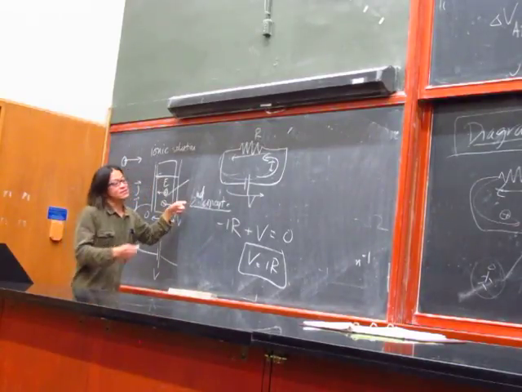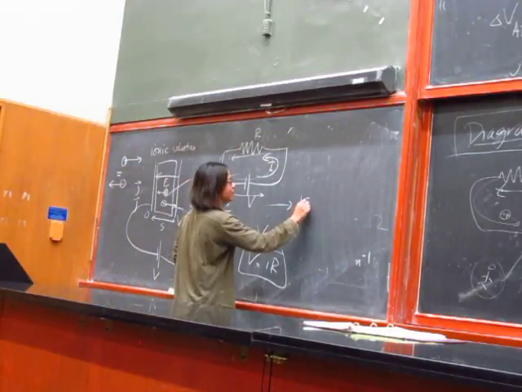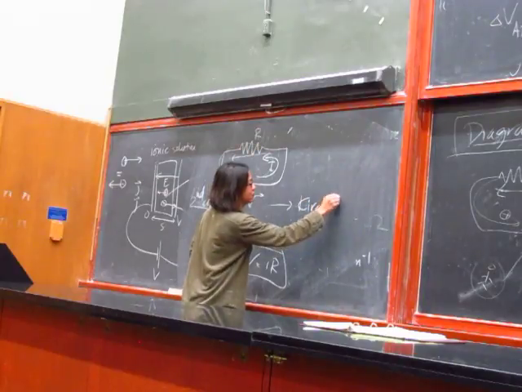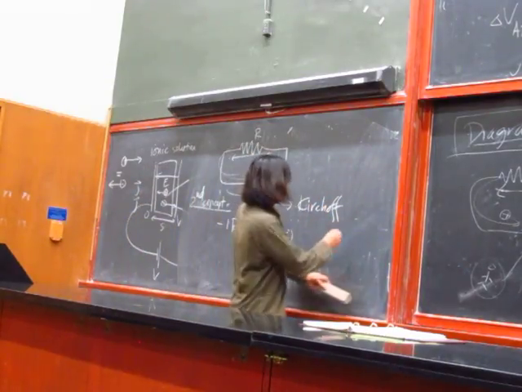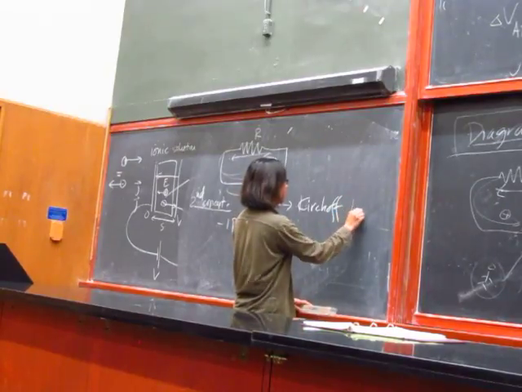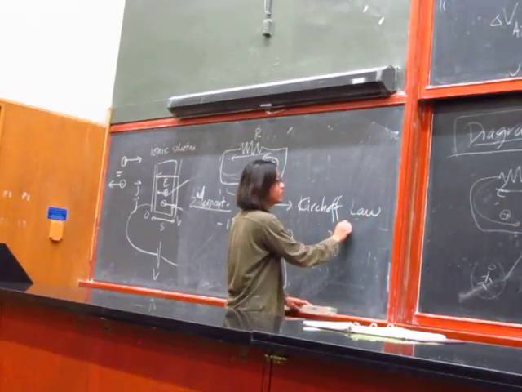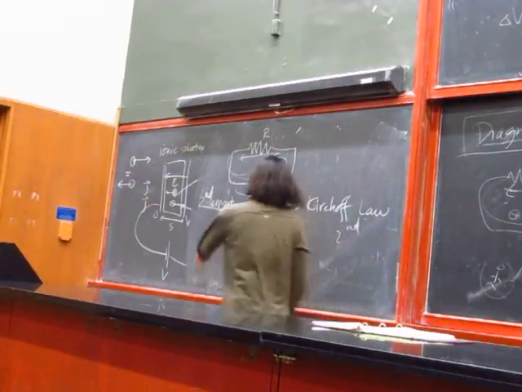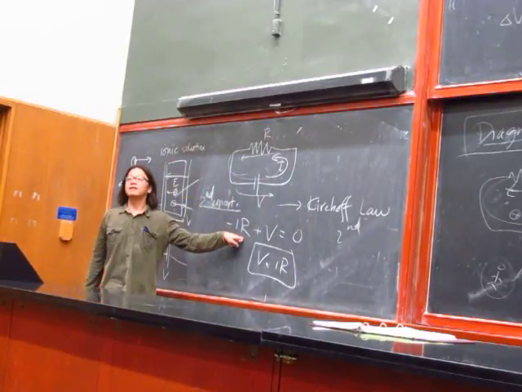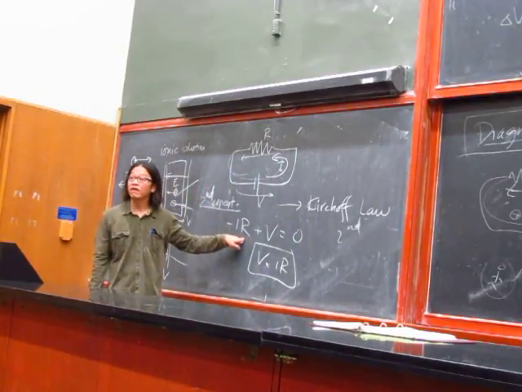And there's a name for this. This is Kirchhoff's law, from a very famous physicist from Germany in the late 1800s. This is Kirchhoff's law, the second one. This is also Kirchhoff. This is number 1, which is just conservation of charge, and then the line integral of E is 0.